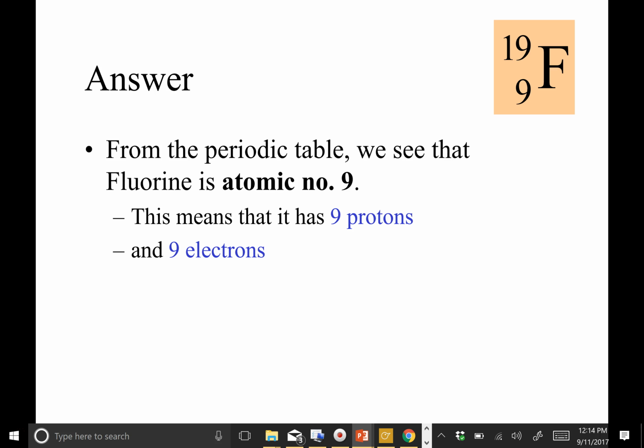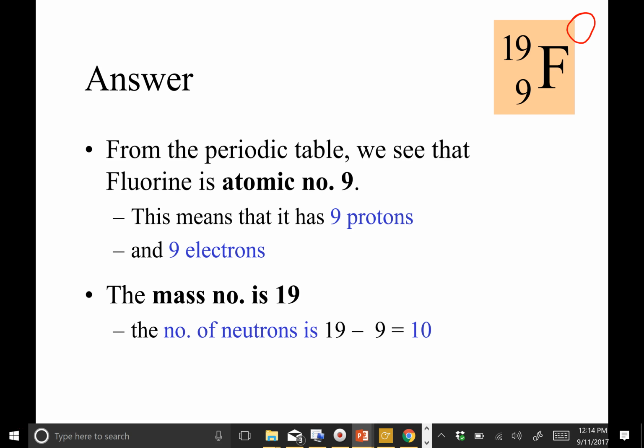The number of electrons, since it's neutral, and I'll show you something that's not neutral, but just generally speaking, if in the upper right-hand corner it doesn't have a symbol and/or number, then you know it's neutral. So right up here, this right here, okay? So it must have 9 electrons too.